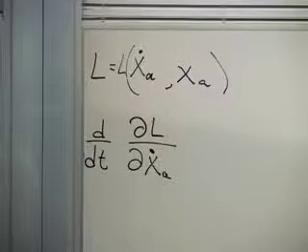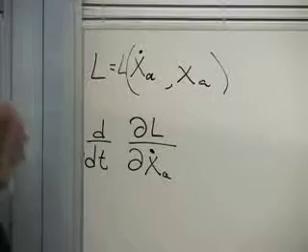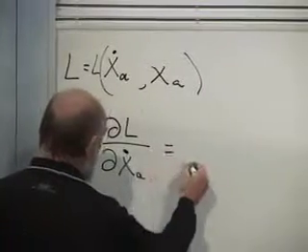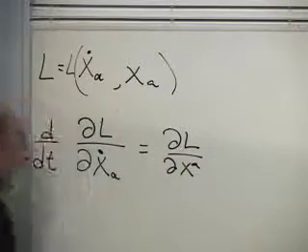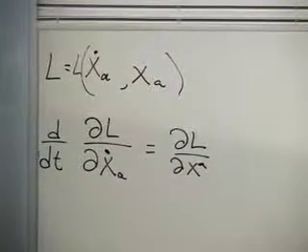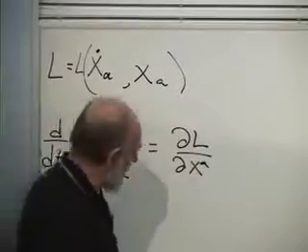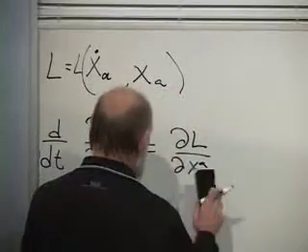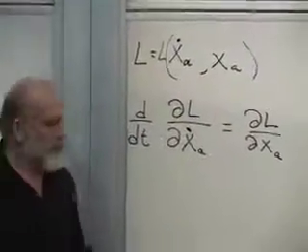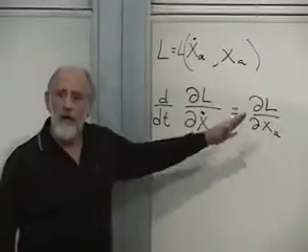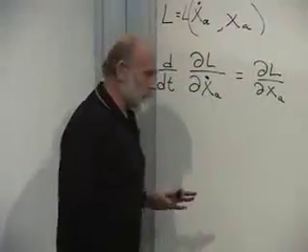That's the left-hand side of the Euler-Lagrange equation that follows from the principle of least action. And the right-hand side is just the derivative of the Lagrangian with respect to x sub a. How many such equations are there? There's one such equation for each value of little a. So if there are 100 coordinates, then there are 100 equations. And of course, these equations are nothing but Newton's equations for the several coordinates describing the particles in the system.